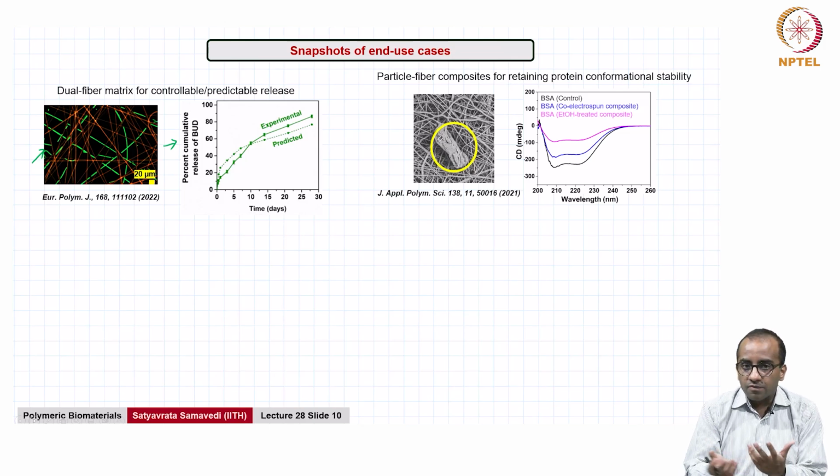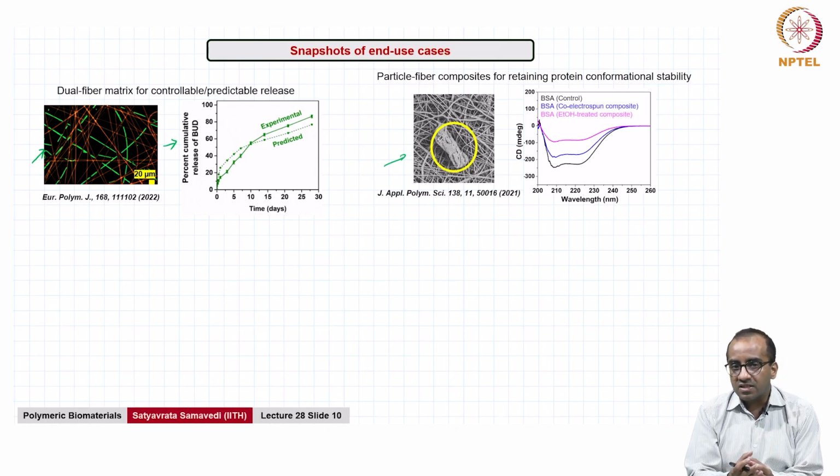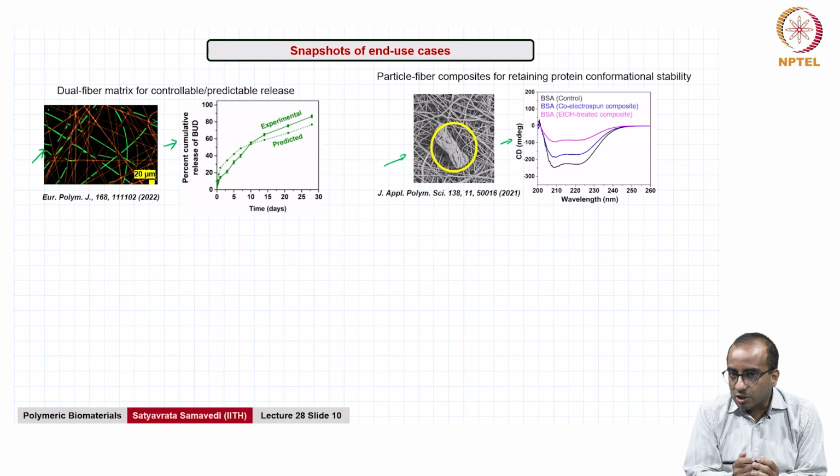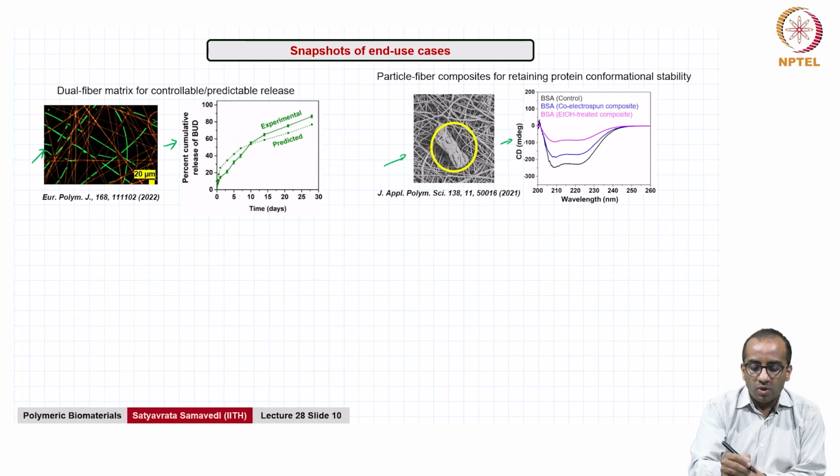So, one way to think about how to retain the protein structure, conformation and stability is to think of particle fiber composites, where these particles made from, let us say, natural polymers can have the protein integrated further into these fibrous composites, and the circular dichroism spectra show that the protein structure is retained, the secondary structure is retained, the conformation is retained following electrospinning. So, this is another end use case for electrospinning. One is for a small molecule drug, the other is for a protein.